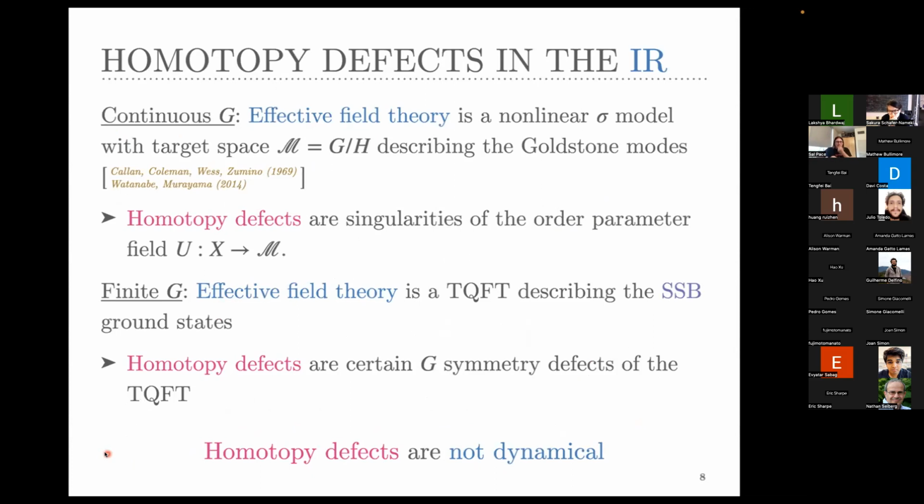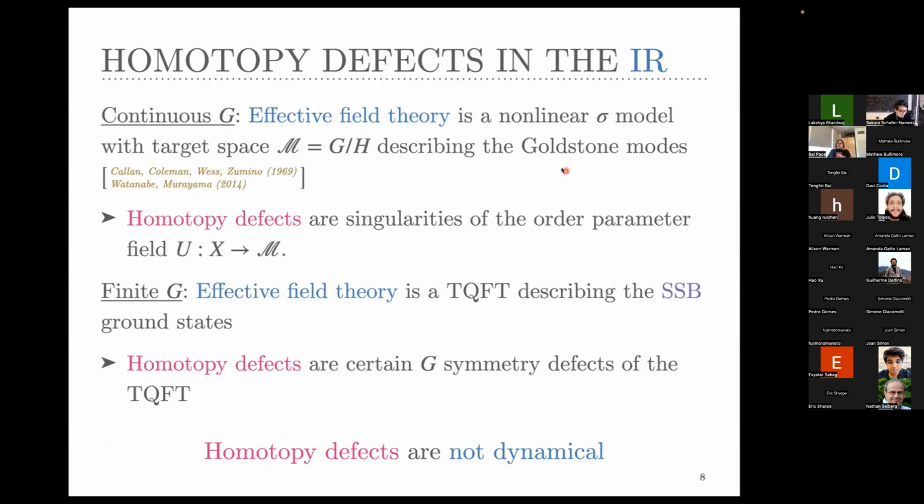So if we're living in low energies and we have a continuous group G, we'll describe the ordered phase by some effective field theory using some coset construction, and the effective field theory will just be a nonlinear sigma model. And the target space will be the order parameter manifold G mod H. The point of this effective field theory is to describe the low energy fluctuations of any Goldstone bosons. In this context, the homotopy defects are singularities of the order parameter field.